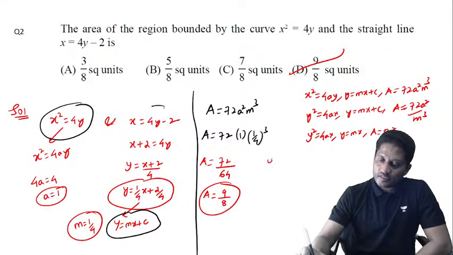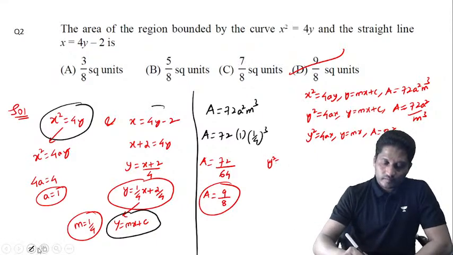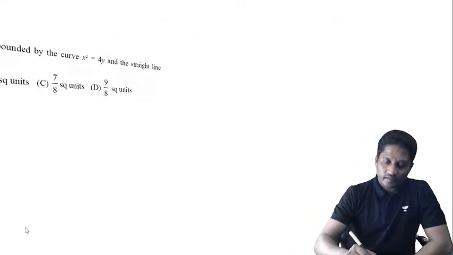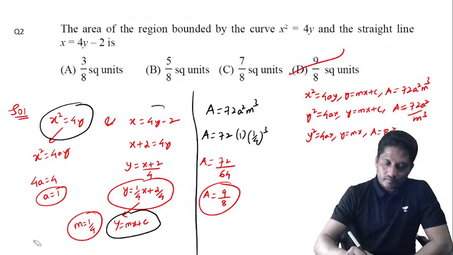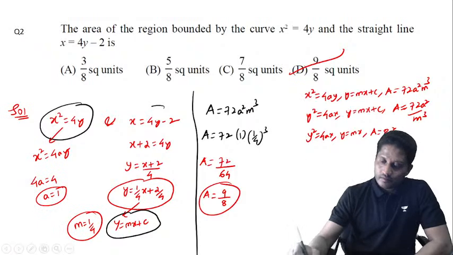Okay, and then if it is suppose area bounded by x square is equal to 4ay, and the line y is equal to mx, area will be equal to 8a square by 3 into m cube.